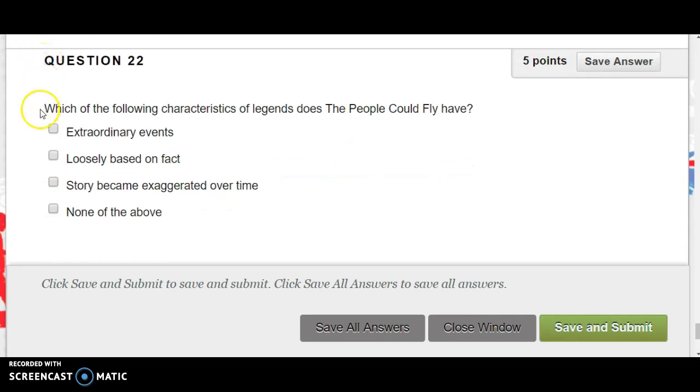Question 22. Which of the following characteristics of legends does The People Could Fly have? Extraordinary events, loosely based on fact, story became exaggerated over time, none of the above.